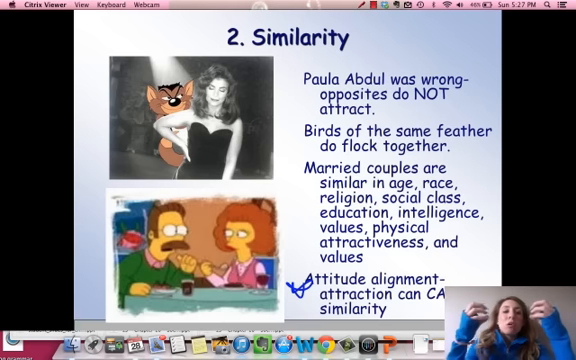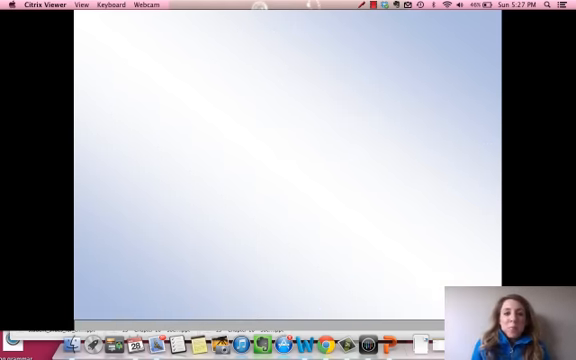So generally you want to be with someone who likes the things that you like. And then also when you're with someone you're attracted to, you can kind of want to be like them. And so that can cause even more similarity.